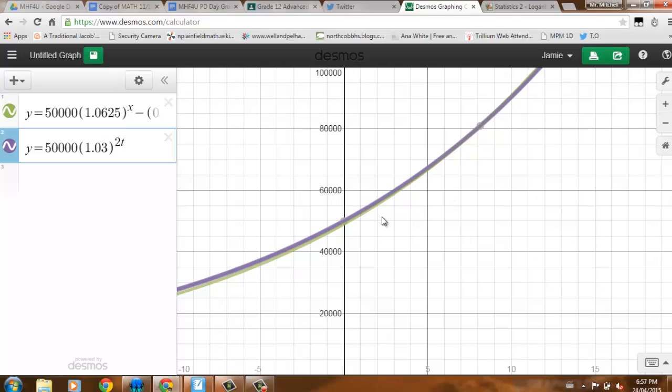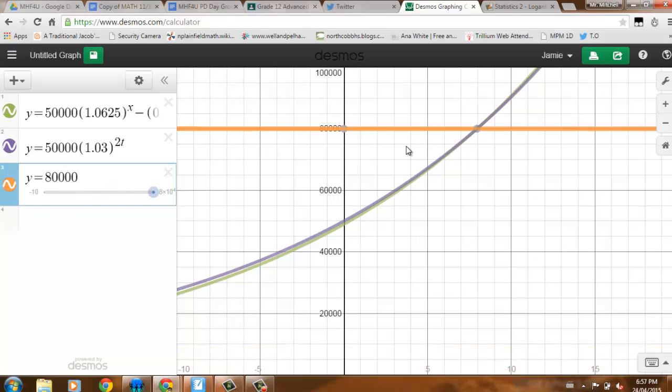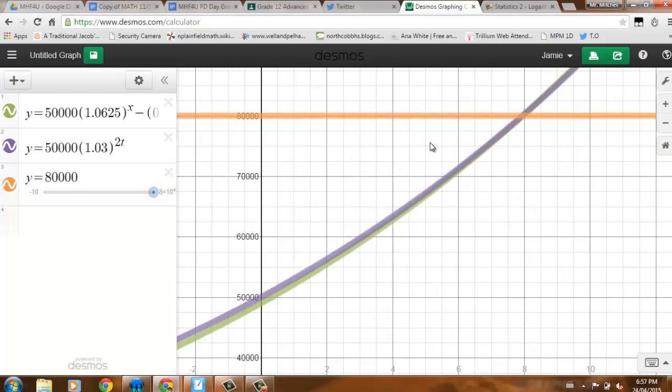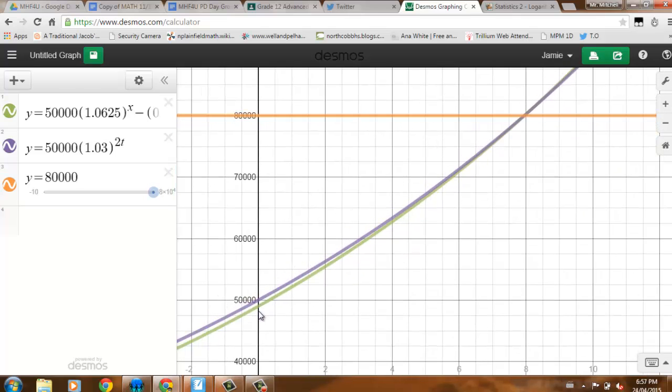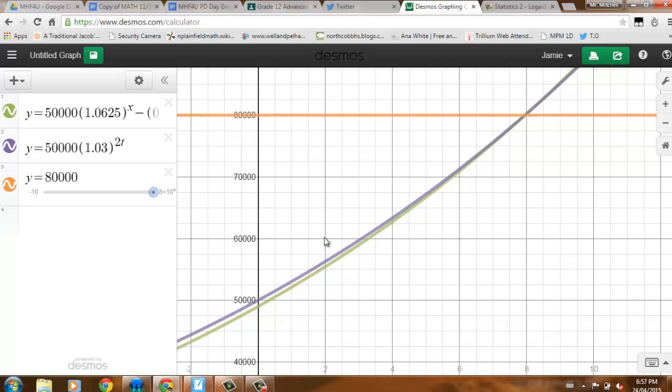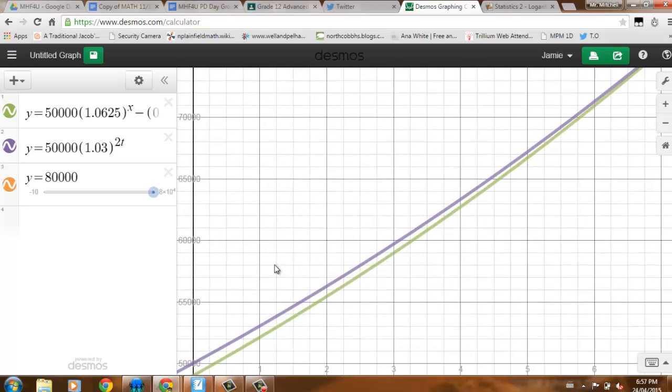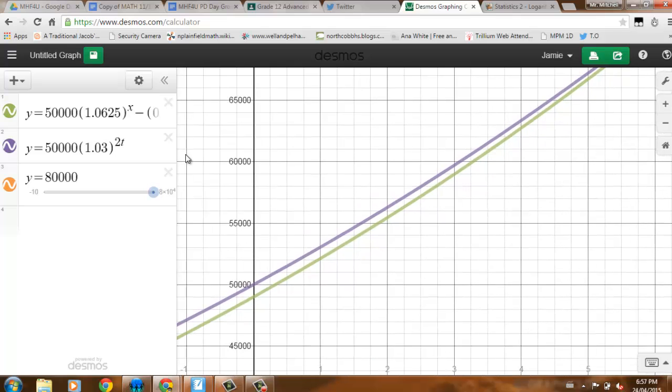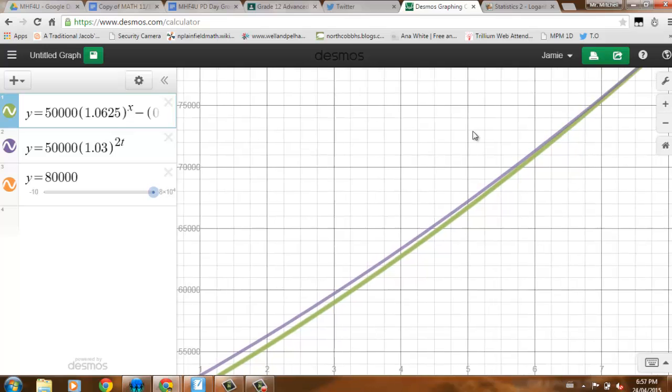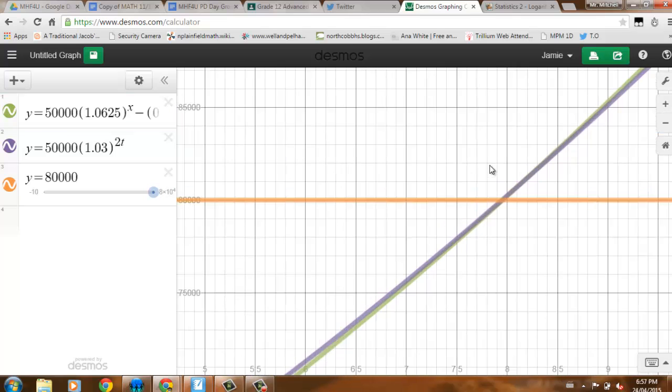You can see both equations increase at essentially the same rate. Let's just throw in one more value, y equals $80,000, trying to find out when we reach that mark. Let's zoom in. You can see they both start with the same amount, but notice how the green curve, because of that penalty, does start a little bit lower. And then it's really hard to see their differences.